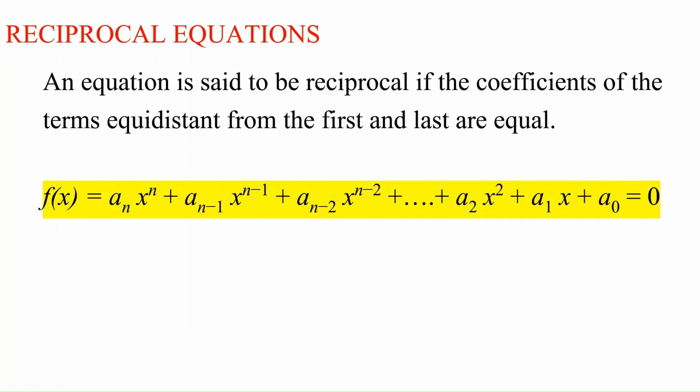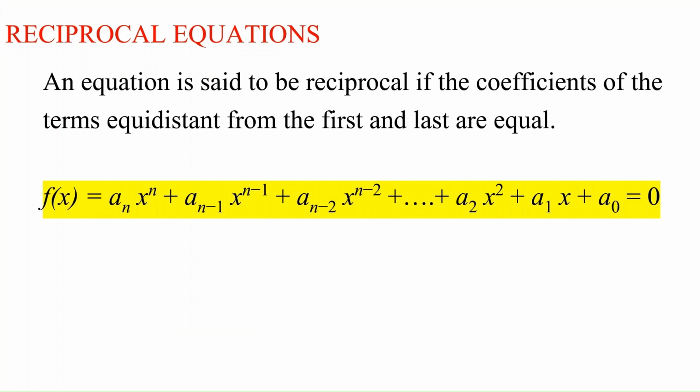Say f of x is equal to a_n x power n plus so on till a_0 equal to 0. In this, a_n is the first quotient and a_0 is the last one. So these two are equidistant. They have to be equal. In a similar manner, a_(n-1) is the second term from the start of the equation and a_1 is the second term from the ending of the equation. So these two have to be equal.